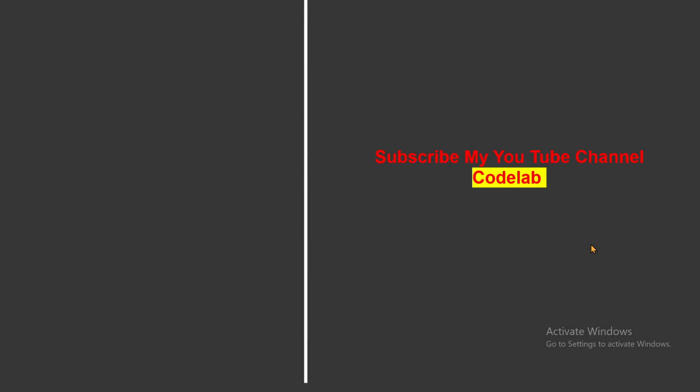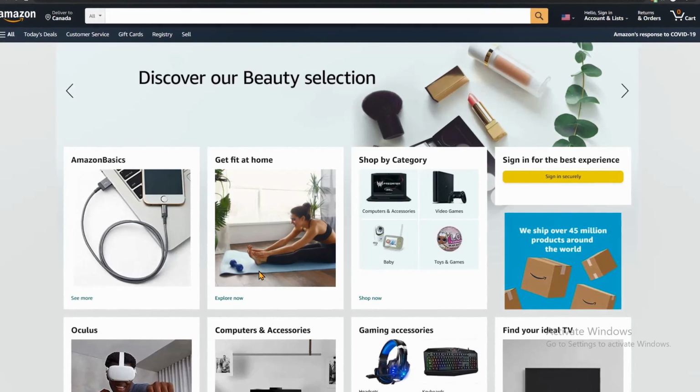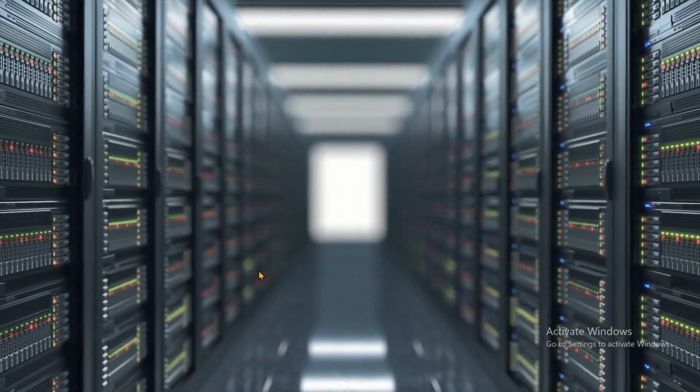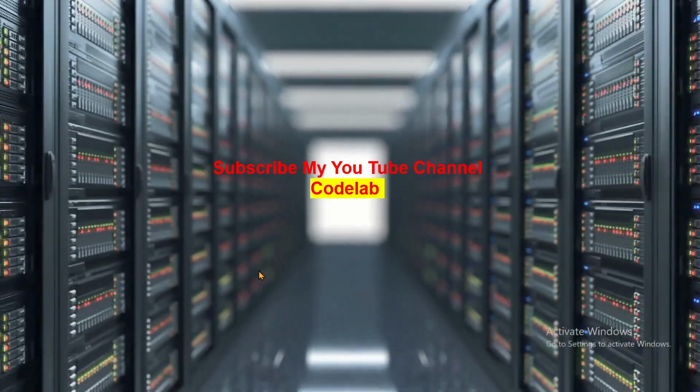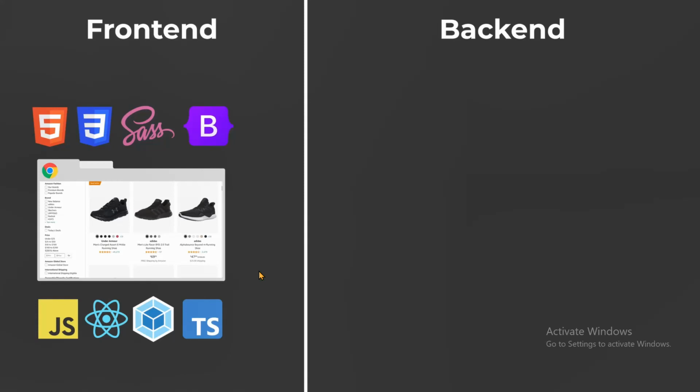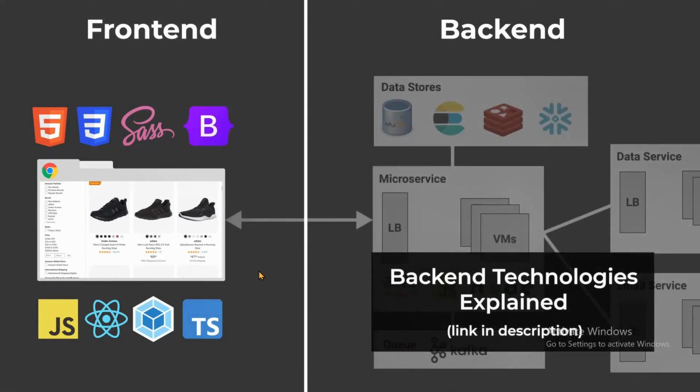Every website can be split up into two parts, the front end and the back end. The front end is stuff that you are seeing on the web page: the images, the text, the buttons. And the back end is what saves and manages your data. For example, your Amazon order history. In this video, I'm going to explain all the technologies that are used in the front end of web applications, and in another video we will explore the back end.